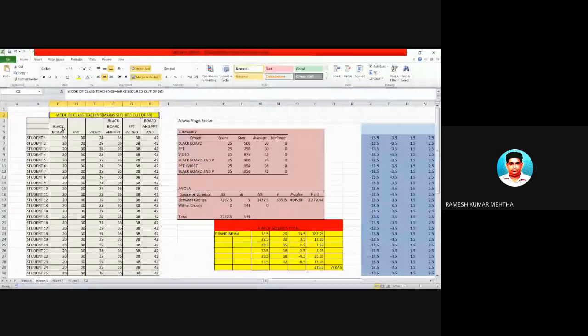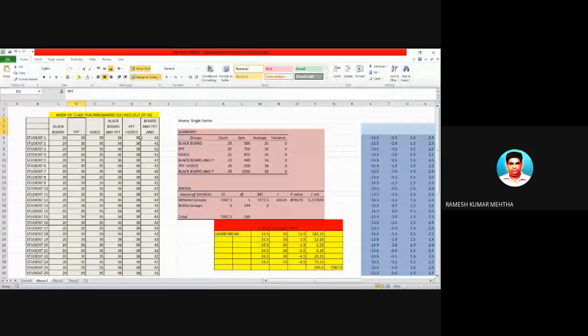For example, one method of teaching is by using only blackboard. The second method used in classroom teaching is using PPT, by showing PPT. The third method of teaching is showing videos to the students, and the fourth mode of classroom teaching is blackboard and PPT. Okay, combination of 1 and 2. The fifth method adopted is PPT plus video.